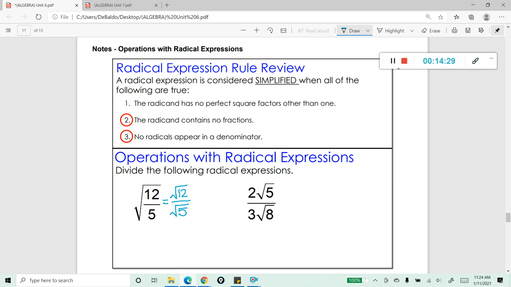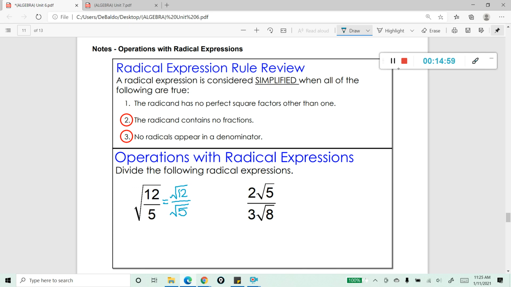It's actually called, it has a special name, it's called the quotient rule, meaning that we can break that into both of those pieces so that we satisfy number 2. Because now you can see the radicand does not have a fraction anymore. But you can see that this problem is unique because now moving to step 3, no radicals appear in the denominator, but we do have one in the denominator. So we have to do something called rationalizing the denominator.